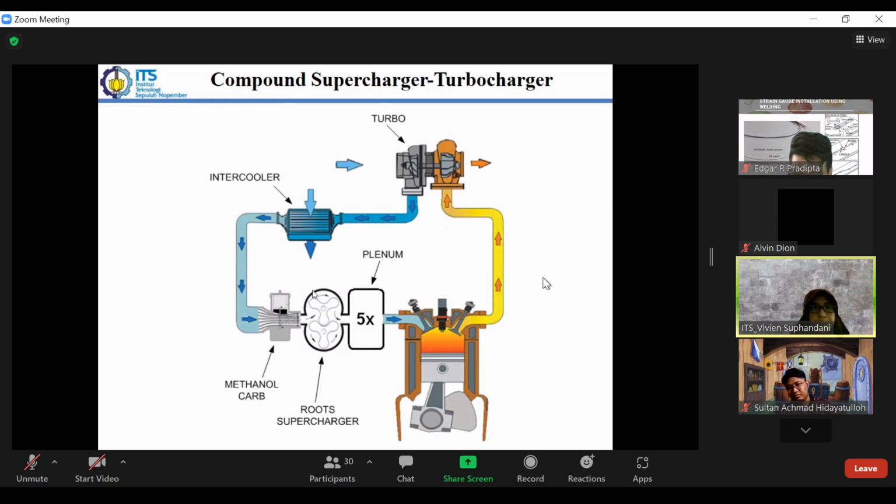And also we can use a combination of turbocharger and supercharger. This is for a very large diesel engine, such as those used in a plant, for example. We can use a turbocharger in combination with a Roots supercharger. But of course we have to check the temperature so that it does not become too high.